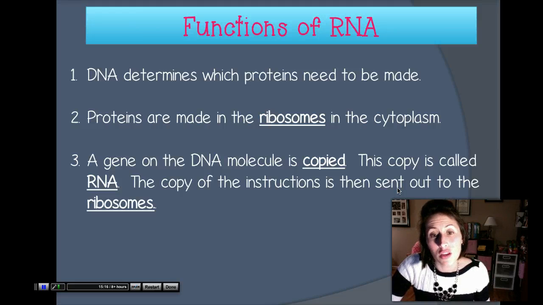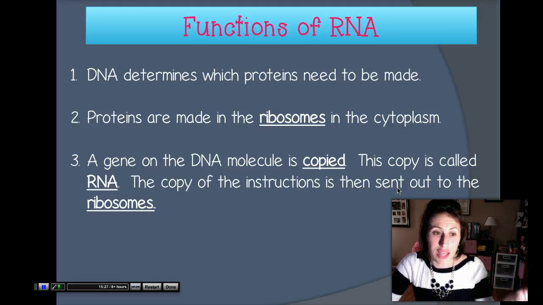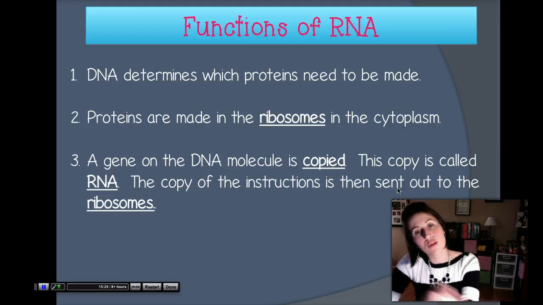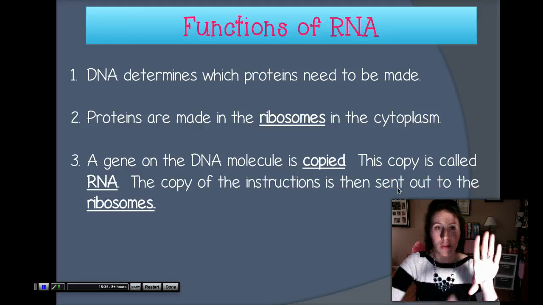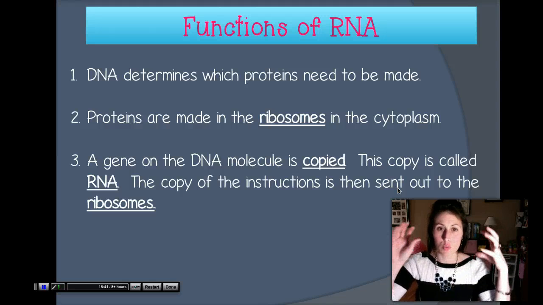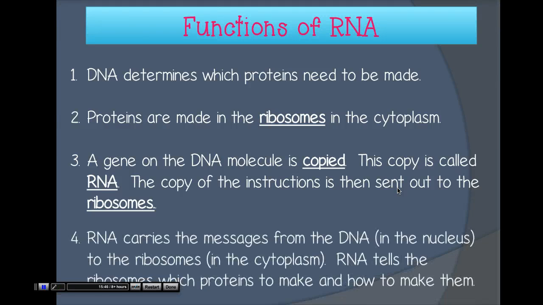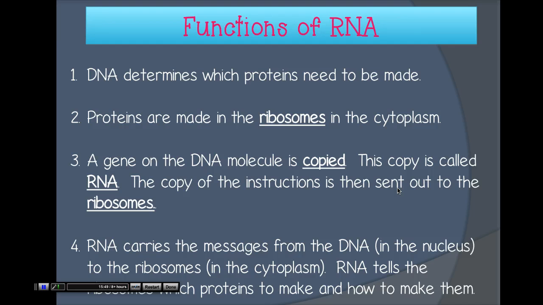A gene on the DNA molecule is copied. This copy is called RNA. It's actually called mRNA. I don't know why that didn't show up there. It should say mRNA. The copy of those instructions, that mRNA strand, is then going to be sent out to the ribosome. So the DNA is where all of the directions come from. We're going to make a copy of that DNA, which is going to be sent out to the ribosome, which is where the main scene is going to take place. The RNA carries the message from the DNA, which is in the nucleus, to the ribosome, and the RNA tells the ribosome which proteins to make and how to make them.